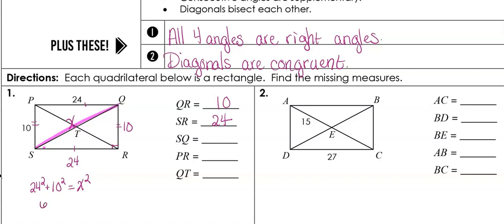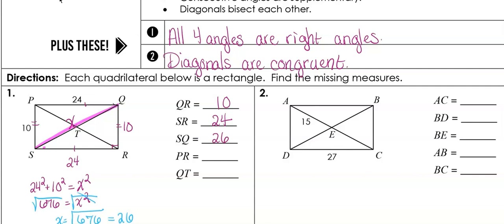So let's do 24 squared plus 10 squared. We add those, and we get 676, which equals x squared. We take the square root of both sides because that will cancel the squared. When we take the square root of 676, we can put that in our handy dandy calculator, and we get the answer of 26. So let's fill in SQ with 26. Again, we used the Pythagorean theorem to find SQ because they form a right triangle.